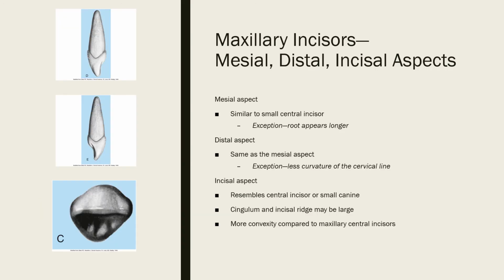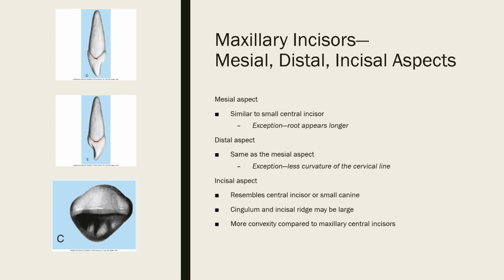All right, our mesial, distal, and incisal aspects. A mesial, it's similar to a small central incisor. The only exception is that the root appears longer. Remember, it's 1.5 times that of the crown of the tooth. The distal aspect is the same as the mesial, with less curvature at the cervical line. That's our general rule. So if you look at this, where this dips down, that's our mesial view, and where this dips down, it's not quite as far down into the enamel.